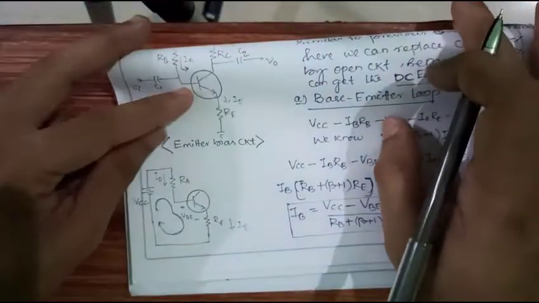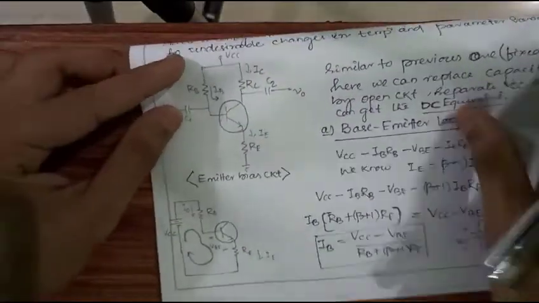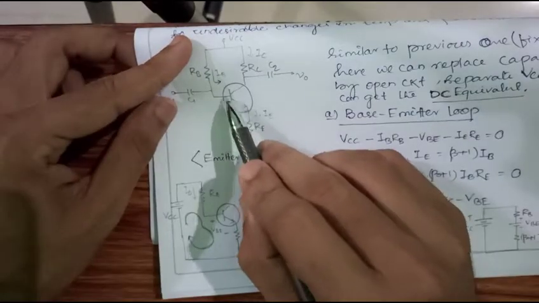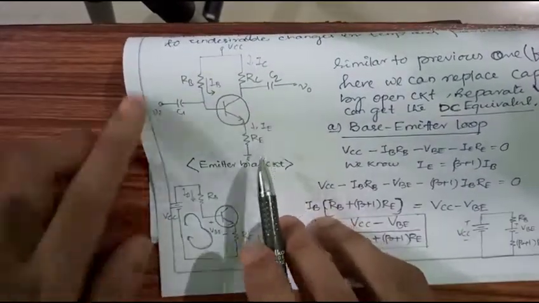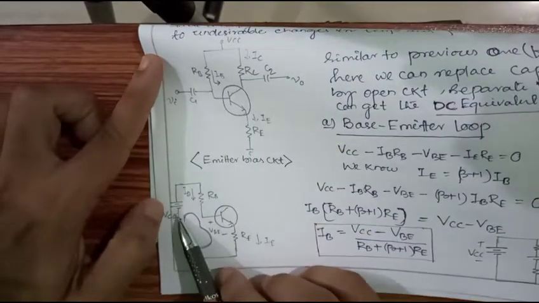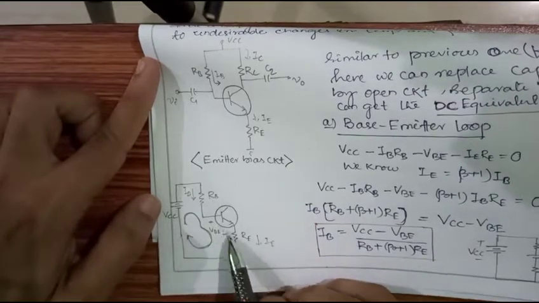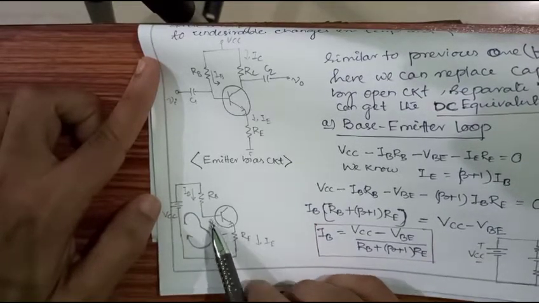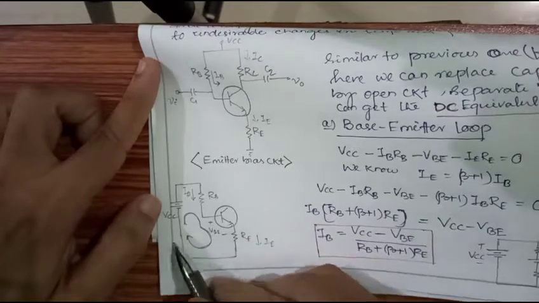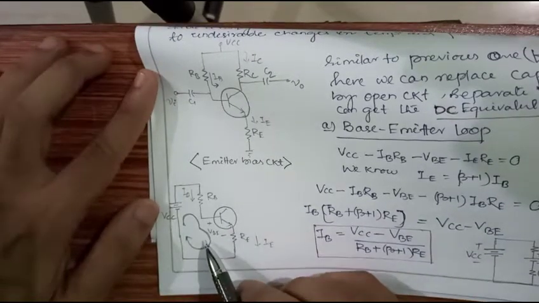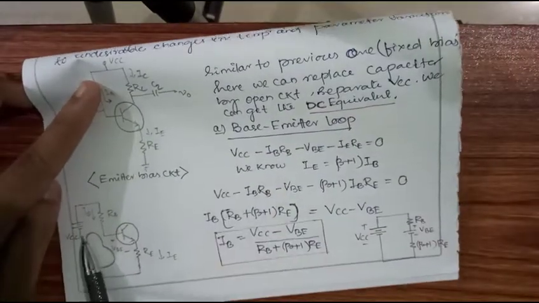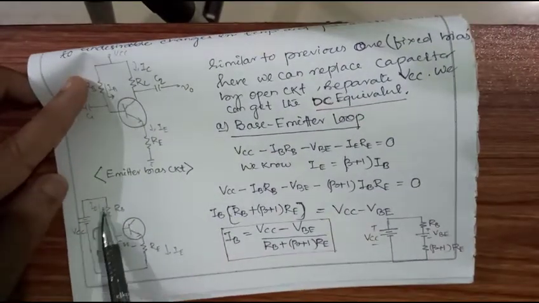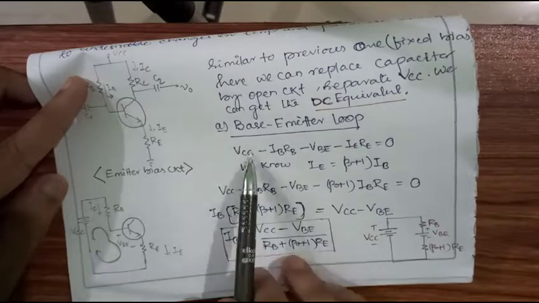We will see the emitter base loop. It looks like a VCC, RB, a BJT across which a voltage of VBE is there between base and emitter, and an RE, that is an emitter resistor, is connected. It looks like a closed loop. So if I write a KVL, Kirchhoff's voltage law, then what will it become? It will become VCC, starting from here and moving like this. Negative to positive means plus VCC.